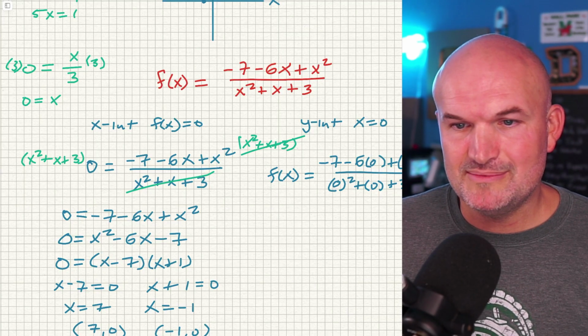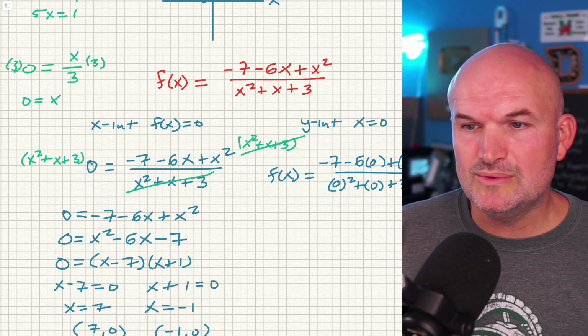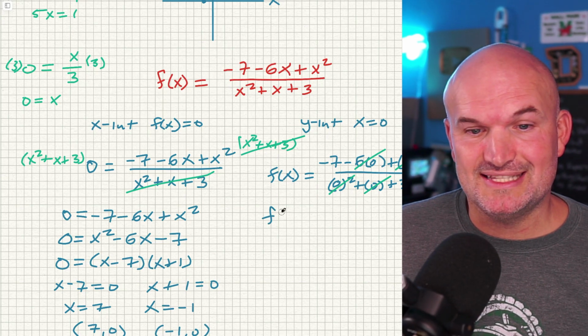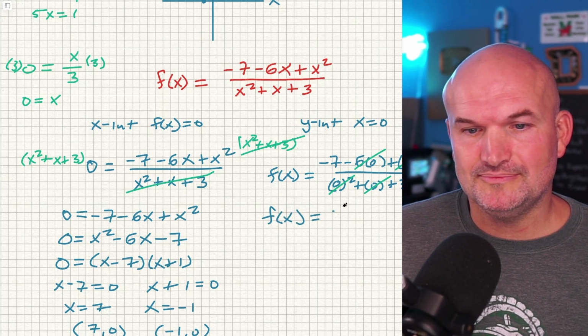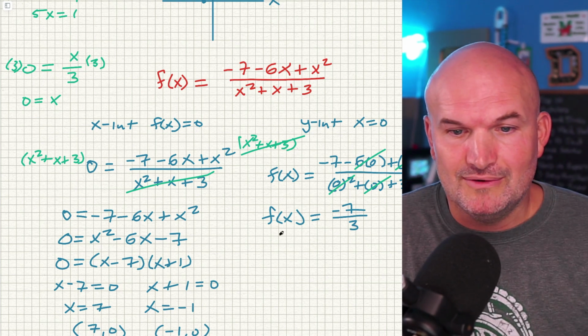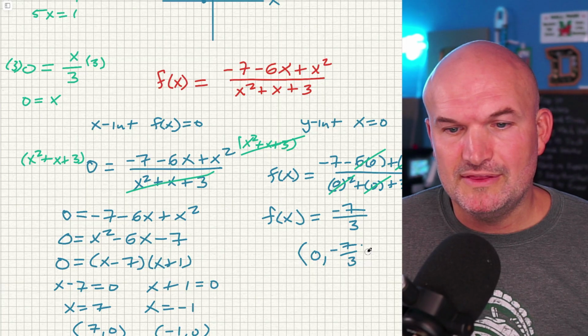So that's going to be 6 times 0, and 0 squared. Ladies and gentlemen, look what happened. That goes to 0, that goes to 0, that goes to 0, that goes to 0. Minus 0 is just 0. So I'm now left with the only numbers that I had, which a lot of times we call the constants. So I have f(0) equals negative 7 over 3. Voila, we're done. I can rewrite that as the coordinate point (0, negative 7/3).